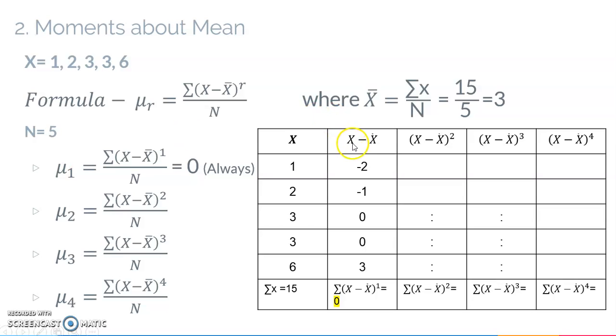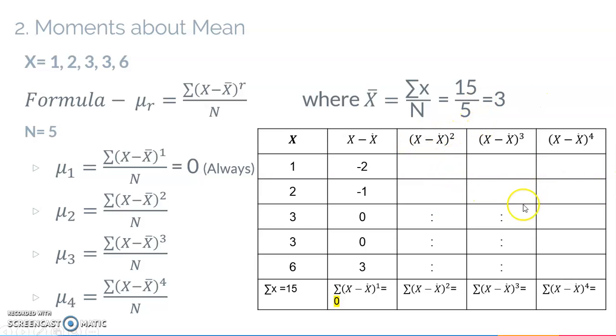Why? Because if you see here, these are the values of x. If you substitute 3, you will get the value of x minus x bar. So 1 minus 3 is minus 2, 2 minus 3 is minus 1, 3 minus 3 is 0, 3 minus 3 is 0 and 6 minus 3 is 3. So if you sum up all the values, you are going to get summation (x minus x bar) equal to 0. And if you put 0 here, you are going to get mu1 equal to 0. So remember this point, the first central moment is always going to be 0.